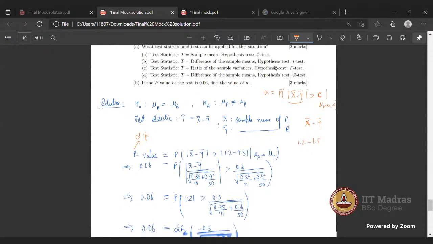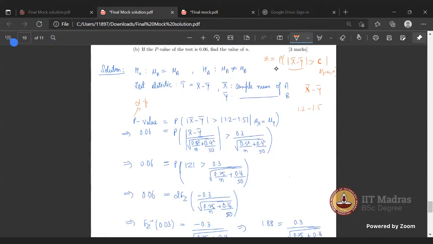So in place of c, if you have to find the p-value, you just substitute whatever you have observed. So if you do x bar minus y bar, you will get 1.2 minus 1.5, right? Similarly, you know how to find the standard deviation of x bar minus y bar. What is it? It is the square root of the sum of the variances, sigma 1 square upon n1 plus sigma 2 square upon n2.